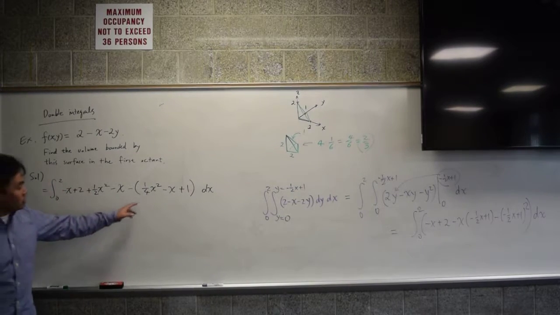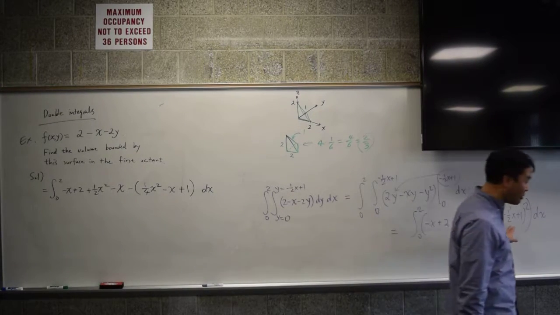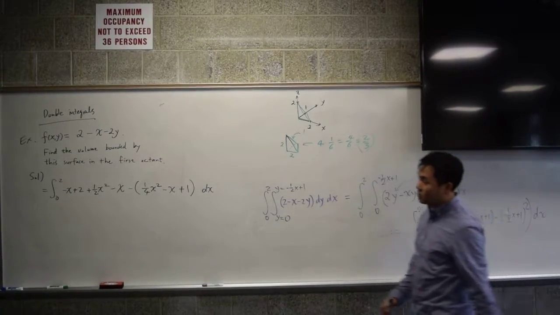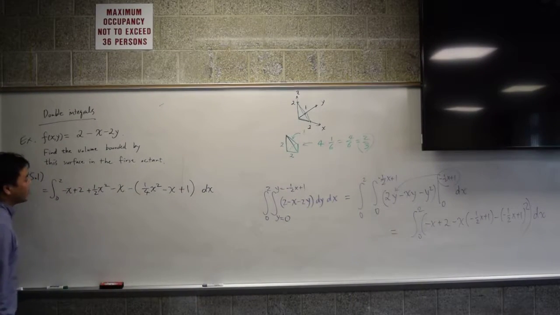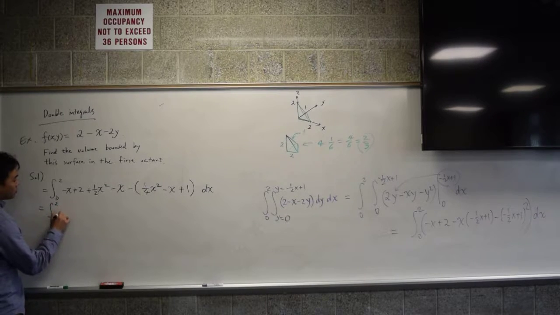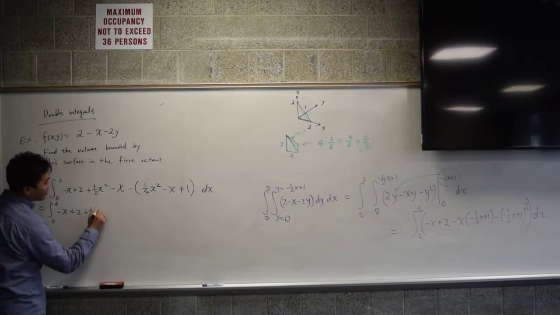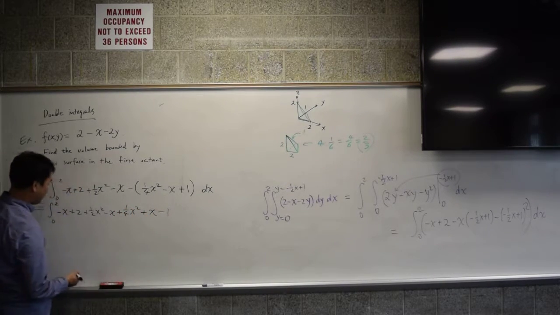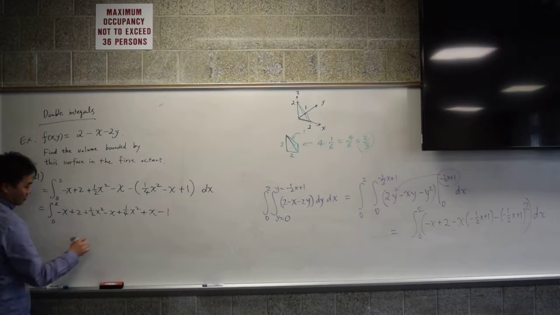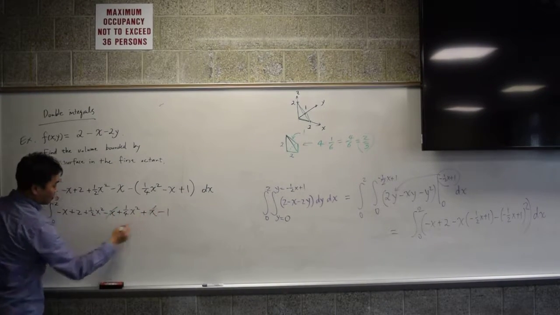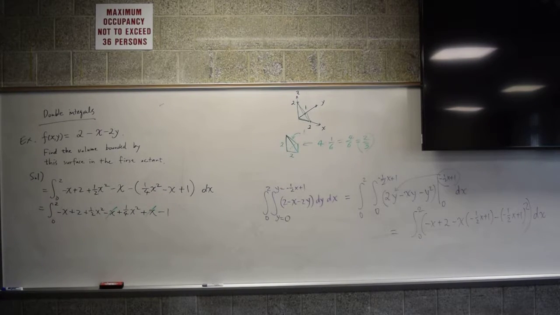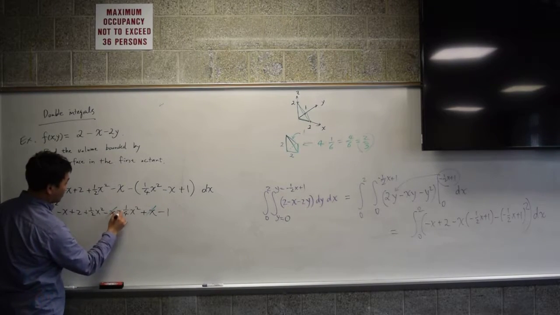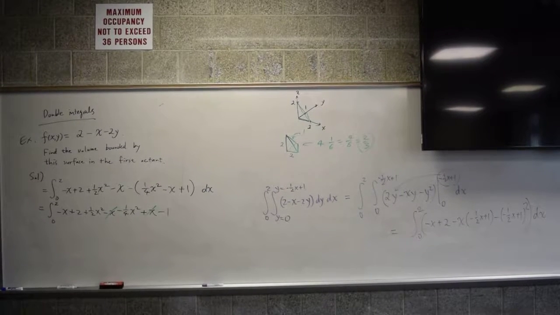Because if you square 1/2 x, that's 1/4 x squared. If you square 1, that's 1 squared, but then there are the cross terms when you FOIL them out, right? So you get this negative x. Okay, and that's equal to the integral from 0 to 2 of negative x plus 2 plus 1/2 x squared minus x plus 1/4 x squared plus x minus 1. I guess this one and that cancel. Wasn't it negative 1/4? Yeah, thank you. That should be minus. Okay. All right, good.